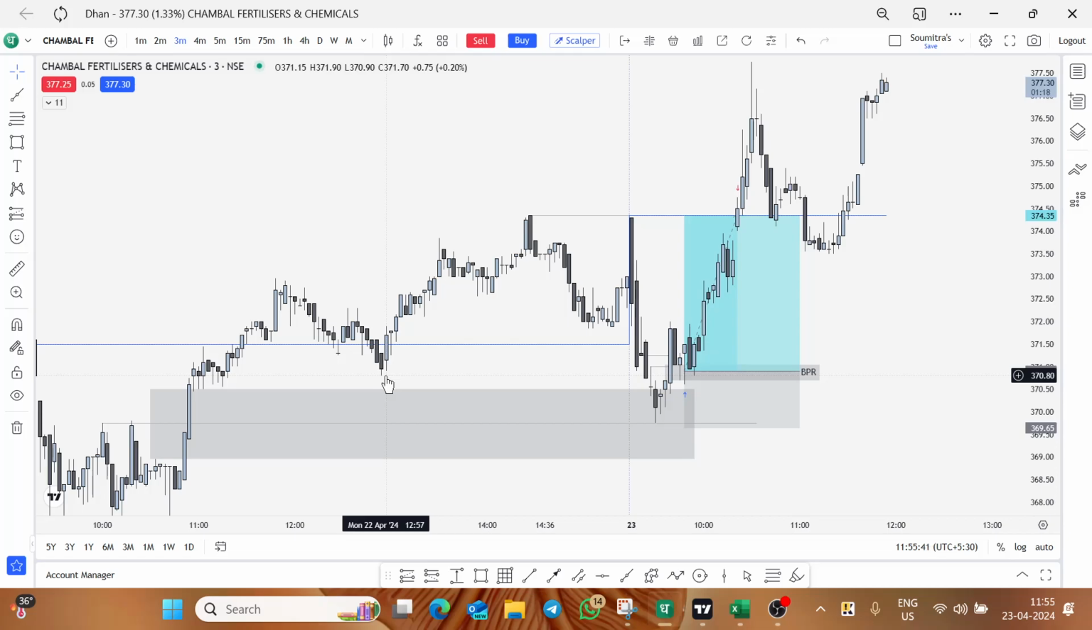So that's it. Now it is 11:55 and I am searching for further trades, not in this stock but in other stocks. So let us see if I get something else. Otherwise, this is a profitable trade for today.